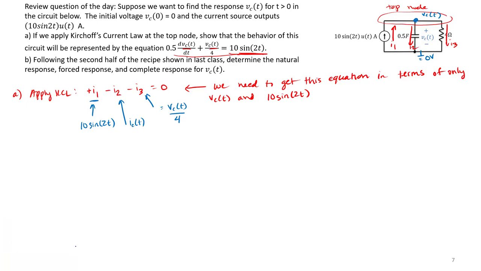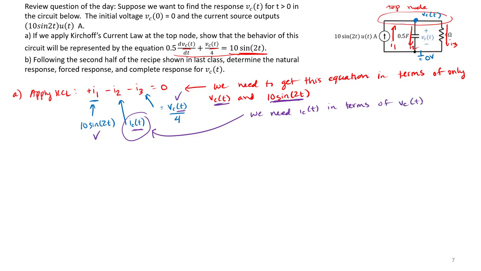You might be wondering, how does that help us? Well, the terms for I1 and I3 are good because we want everybody in terms of Vc and 10 sine 2t. We need to write IC of t in terms of Vc of t, because we need our entire equation to be in terms of Vc.